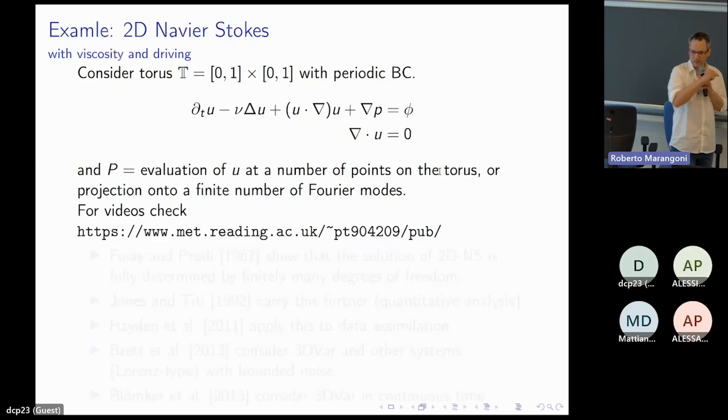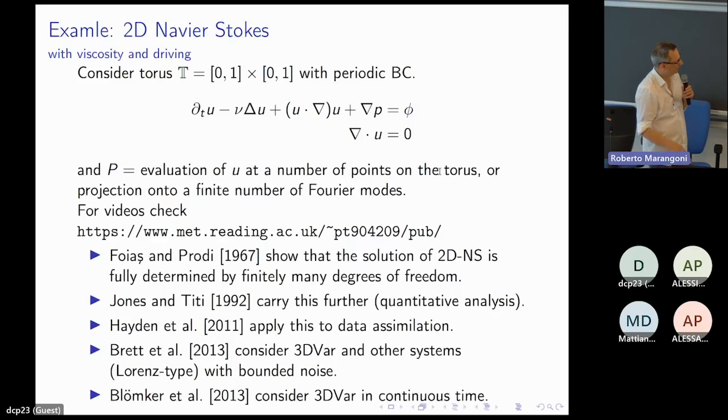So this is not a trivial problem in the sense that synchronization will always occur. It depends on how many observations you take. It depends on the viscosity. It depends also on how big the time step is between your observations. And this is also something that will matter soon.